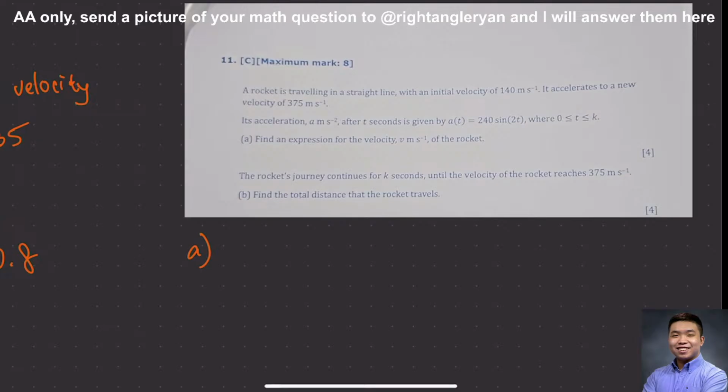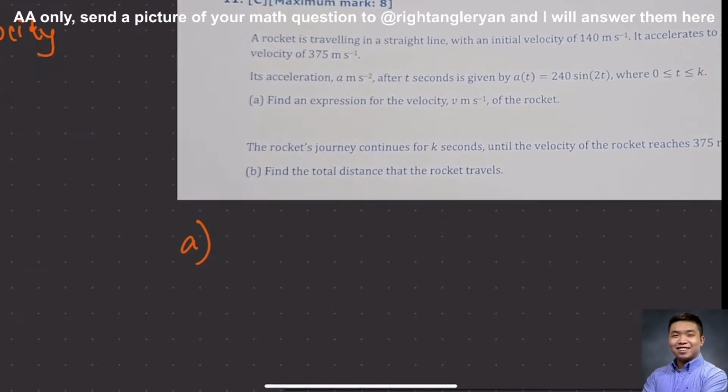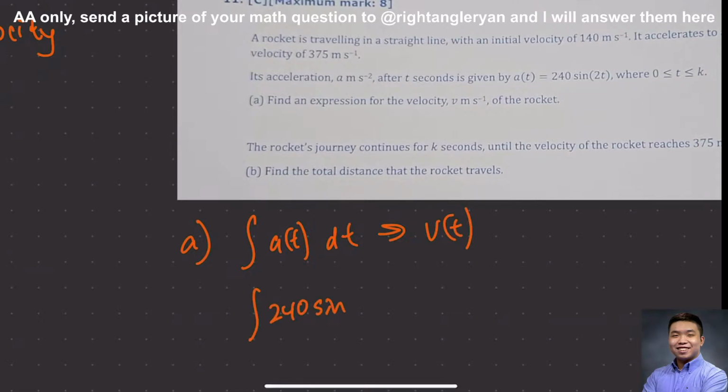After t seconds. Okay, so I need to integrate. Integrating acceleration gives you velocity, right? So how do we integrate? We need to integrate 240 sine 2t dt.